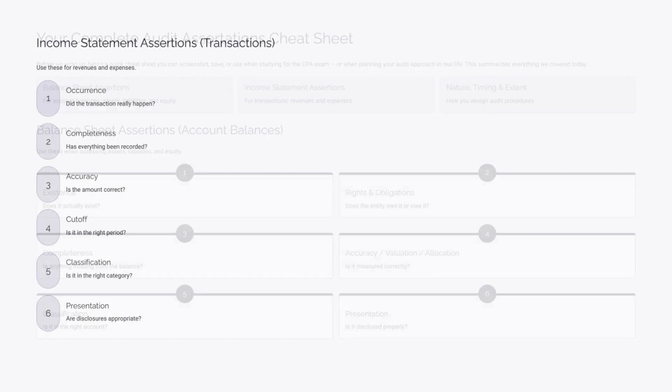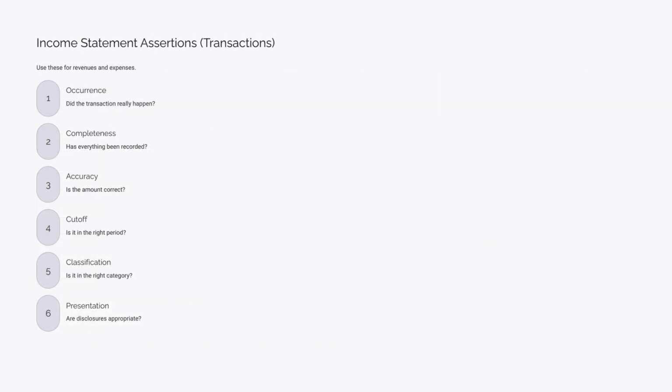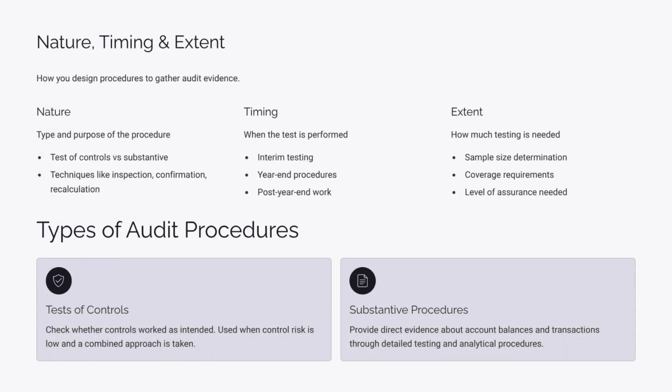2. Income statement assertions, transactions. Use these for revenues and expenses. Occurrence. Did the transaction really happen? Completeness. Has everything been recorded? Accuracy. Is the amount correct? Cutoff. Is it in the right period? Classification. Is it in the right category? Presentation. Are disclosures appropriate?